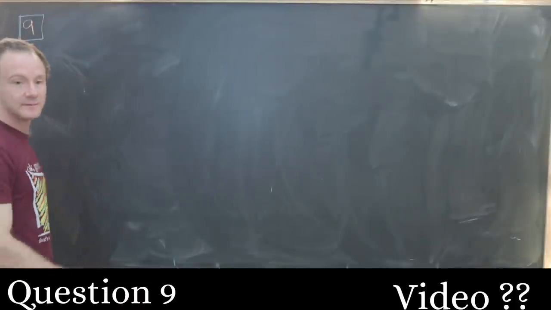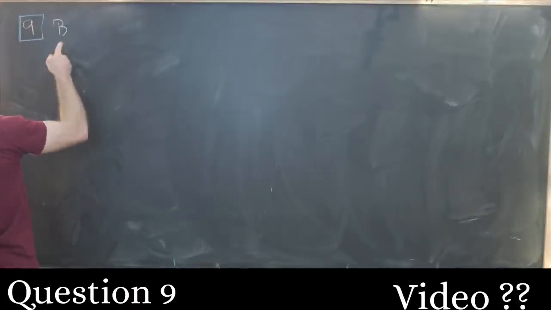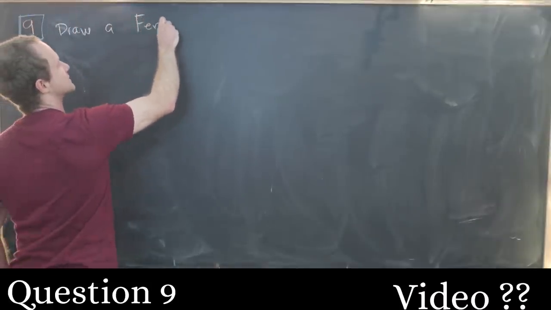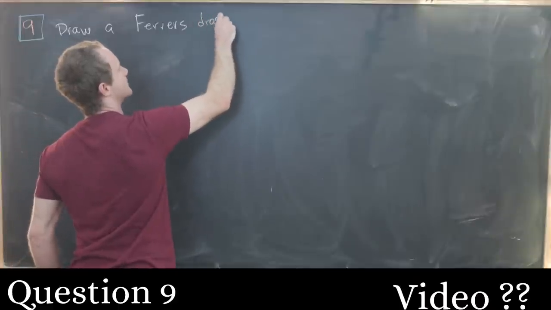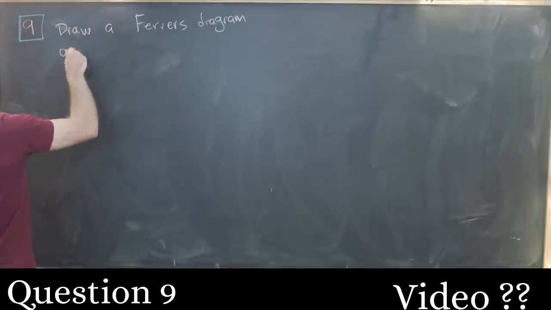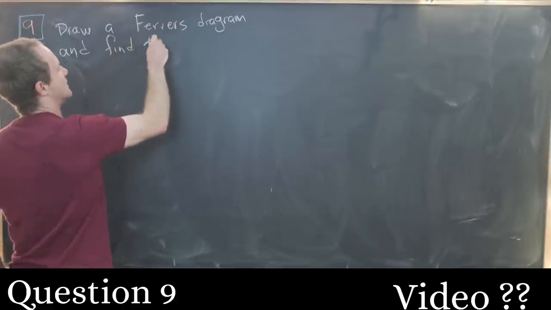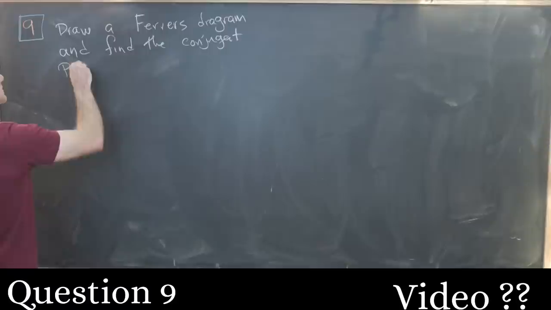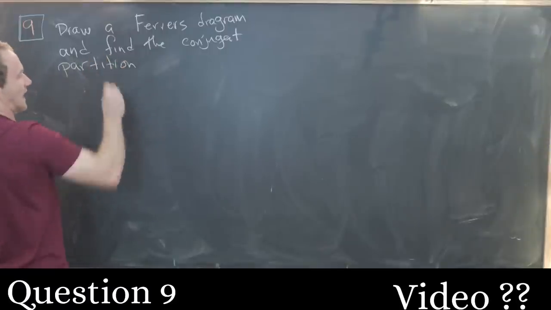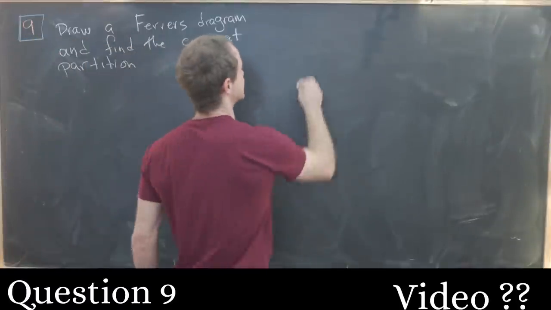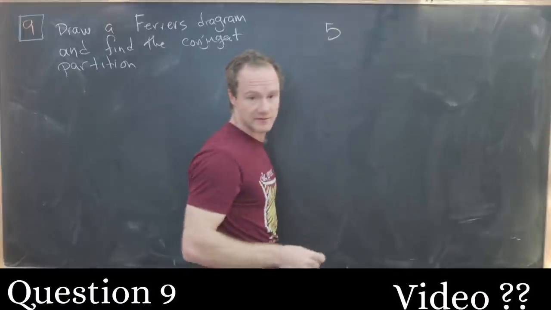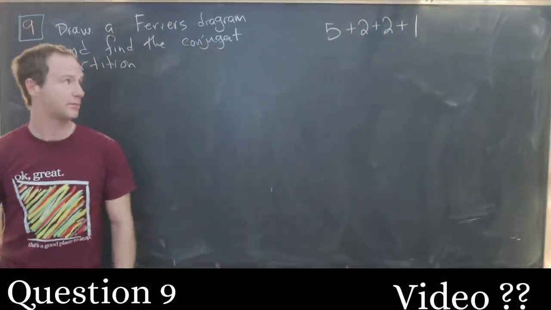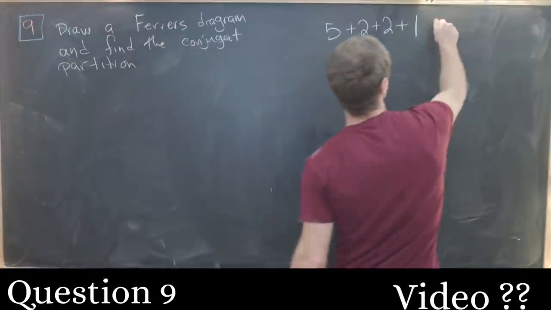Okay, so let's see, 9. Draw a Ferrers diagram and find the conjugate partition. And for each of these, let's say this one first, 5 plus 2 plus 2 plus 1. So that's a partition of 10, right? So that's equal to 10.